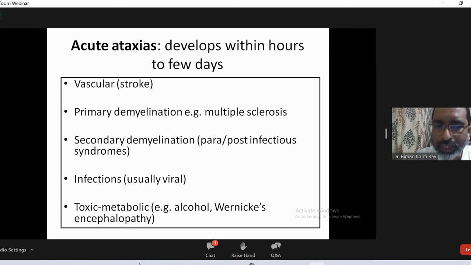And the other important causes of acute onset ataxia are infection, particularly viral, and toxic or metabolic causes. Most important is alcohol. One is encephalopathy, and the other I have not mentioned in this slide is heavy metal poisoning, particularly lithium, lead poisoning. So in acute onset ataxia, these four groups you always keep in mind: vascular, demyelination, infection, and toxic.